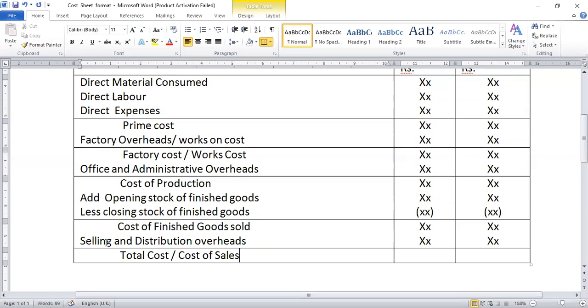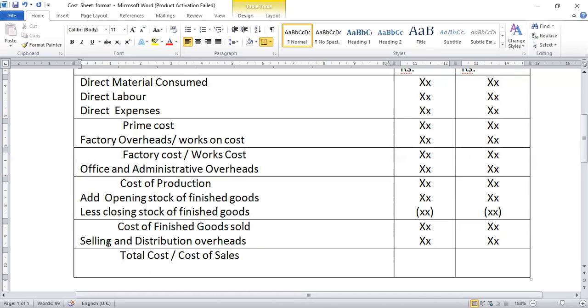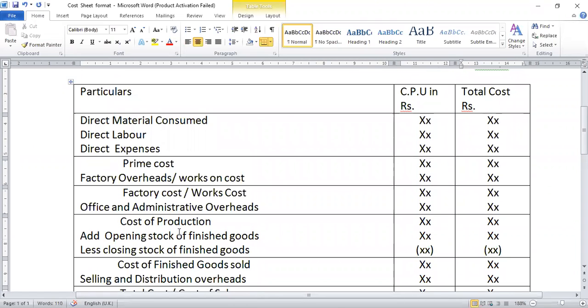In total cost or cost of sales, we are going to add profit. Remember that we are not going to deduct a loss because it is estimated. We can't estimate loss in a cost sheet. So always it will be profit. So profit add karna hai. We are going to add the profit to the total cost, and we will get selling price or sales. Selling price or sales amount. Okay. And this will complete your estimated, or you may call this a tentative format of cost sheet.